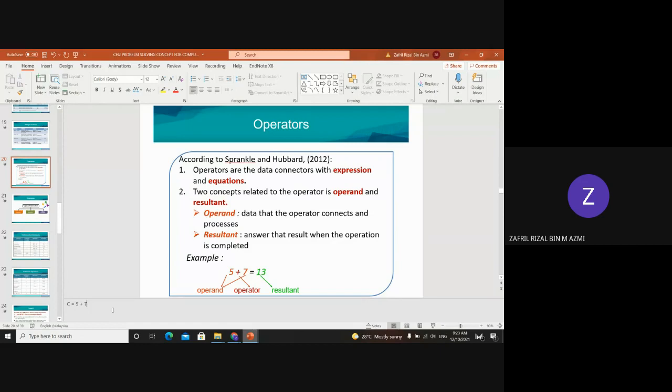So it can be more than one. Example kan. So what is A class? Operand, operator, resultant. Operand. You understand? So this is basic operand and operator and resultant.